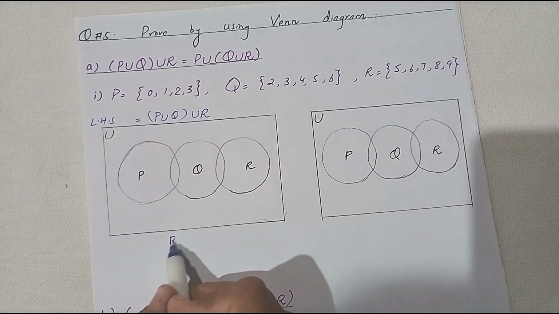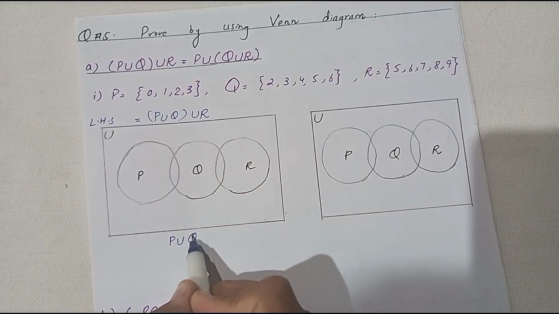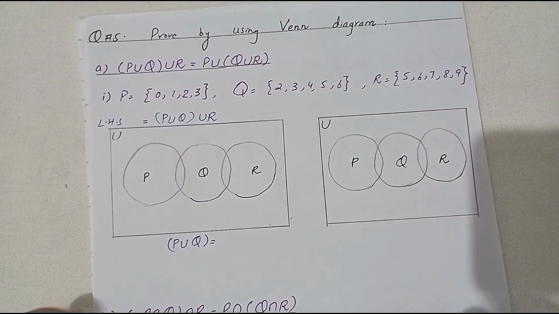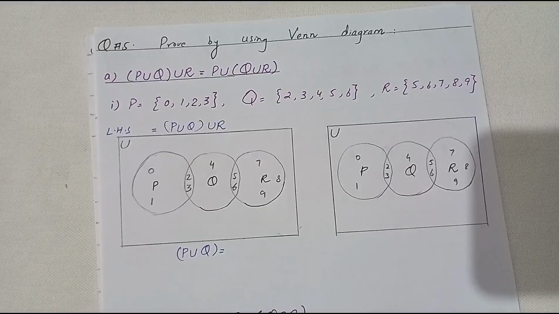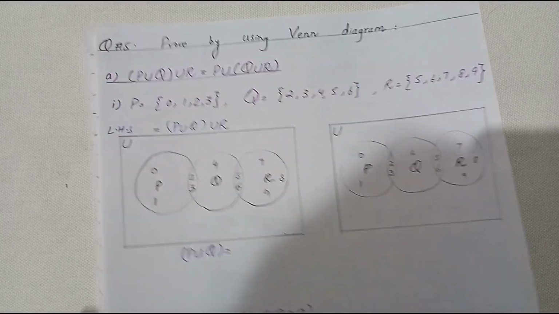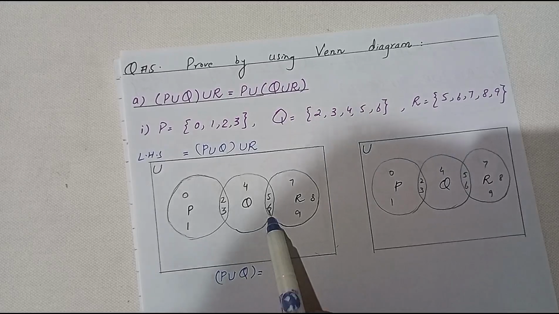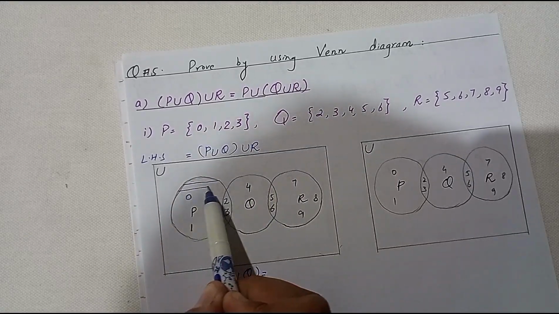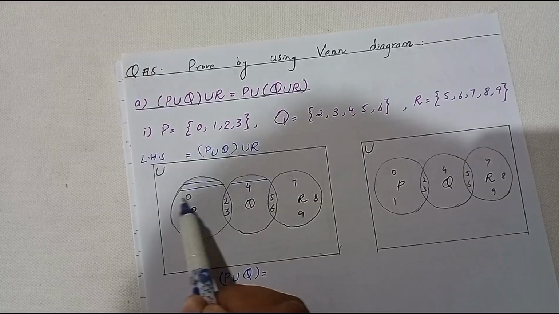So the shaded part of P union Q. P union Q means all part of P and Q. So we have to shade all part of P and Q. That equals the horizontal shading of P and Q.